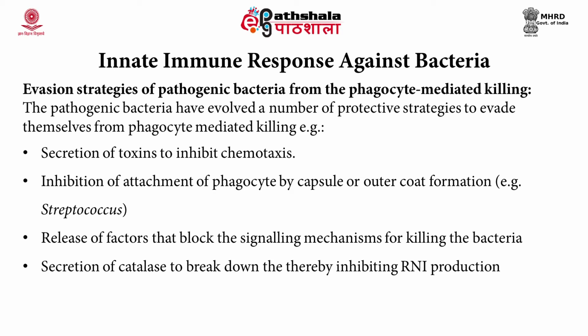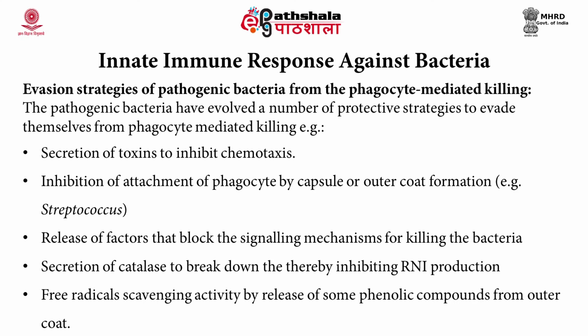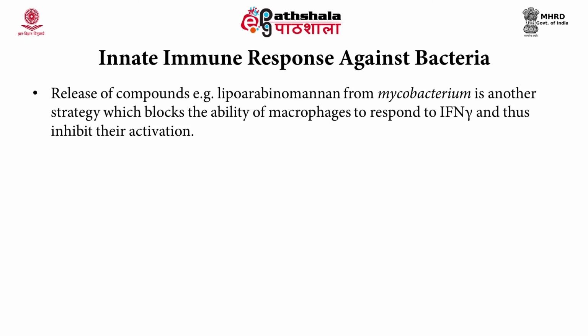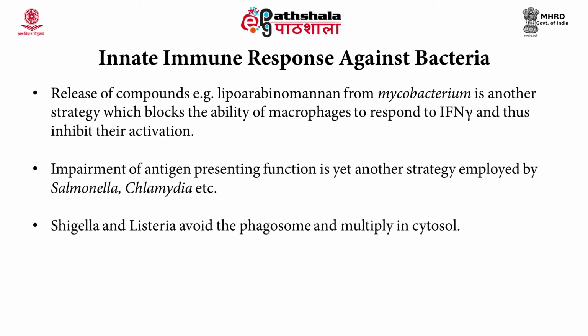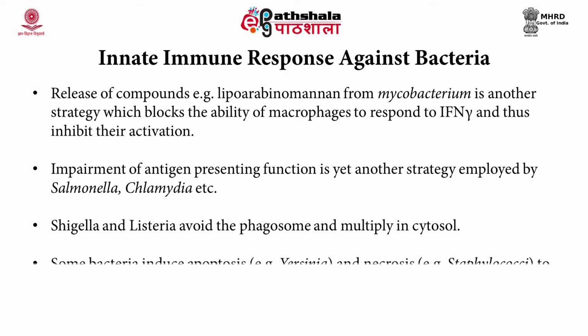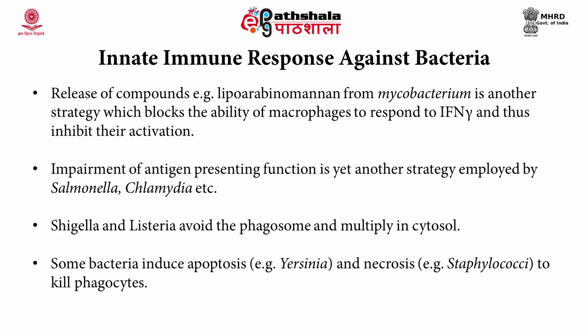thereby inhibiting RNA production, the free radical scavenging activity by release of some phenolic compounds from the outer coat, release of compound such as lipoarabinomannan from Mycobacterium is another strategy which blocks the ability of macrophages to respond to IFN gamma and thus inhibit their activation. Impairment of antigen presenting function is yet another strategy employed by Salmonella and Chlamydia. Shigella and Listeria avoid the phagosome and multiply in cytosol. Some bacteria induce apoptosis and necrosis to kill the phagocytes itself.